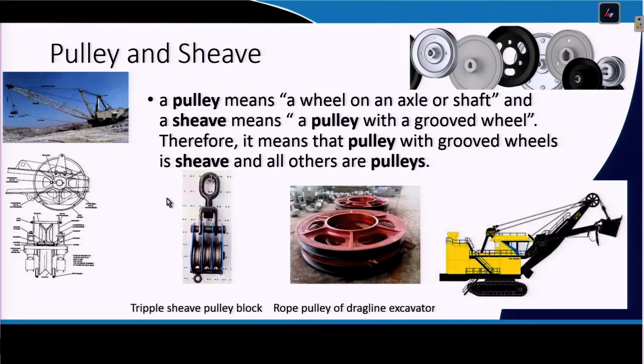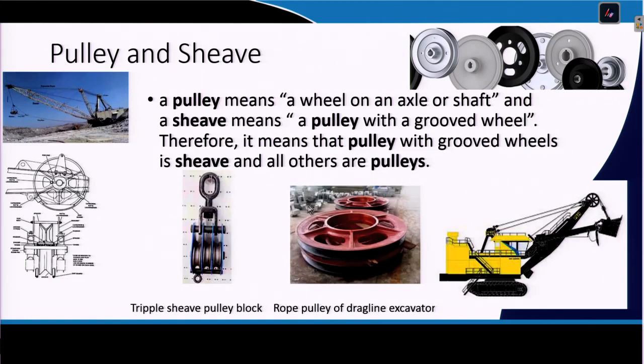Sometimes pulleys are used for pulling the ropes, and you can see many blocks, like this triple sheave pulley block. This type of arrangement is there in an oil drilling rig, where ropes are handled in the crown block. This is showing a rope pulley of this dragline. Here they have this type of arrangement.